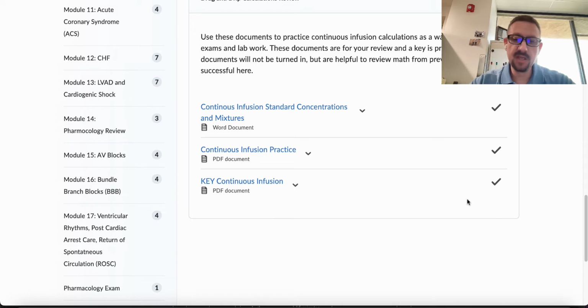These two documents that follow, continuous infusion practice and the key, are basically the same document, just the second version is the key. The continuous infusion practice document has a number of questions over a few pages that will have you calculate the most common cardiac drugs for continuous infusion and a few others that will be helpful. Make sure that you can do that math. It would be unusual, I think, if this was something you hadn't seen before.